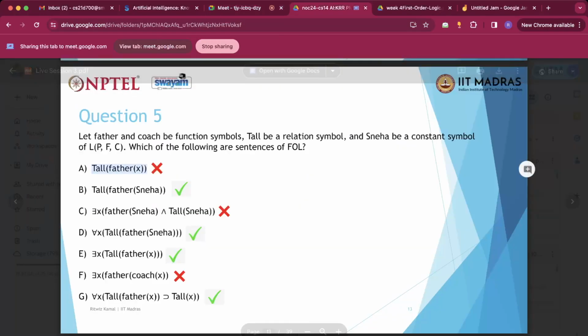this x can take any values, right? Tall father of what, right? It is not limited within the scope of a quantifier. It is free to take any possible values. So it's a free variable, and that is something we don't want in a sentence. So this is an incorrect option.